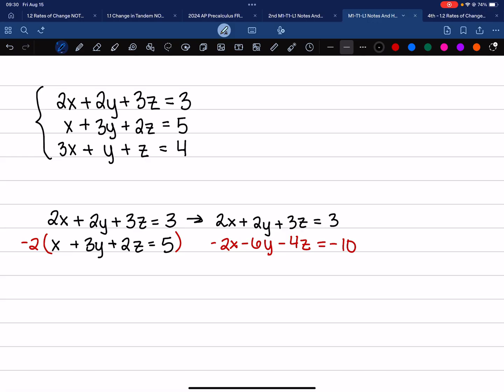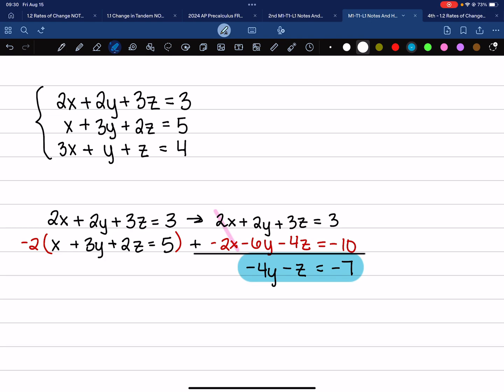So now we're going to add these 2 equations together. When we do this, 2x plus -2x cancels out, which is what we want. 2y minus 6y is a -4y. 3z minus 4z is a -z. And 3 plus a -10 is a -7. So this is one of our new equations, and I'm going to highlight it just so it stands out. We're going to need it in just a second.